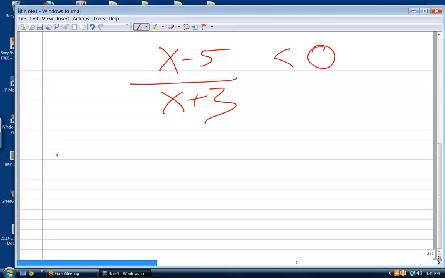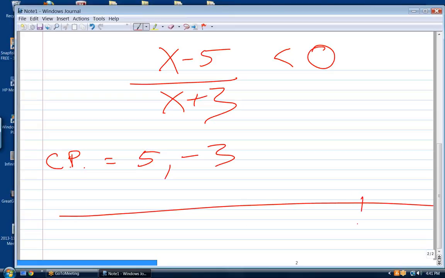Okay, how are we going to solve this? What are my critical points? 5 and negative 3. What's the first point to test? The negative 3 point. A number to the left of that. Oh, so just negative 5, I guess.